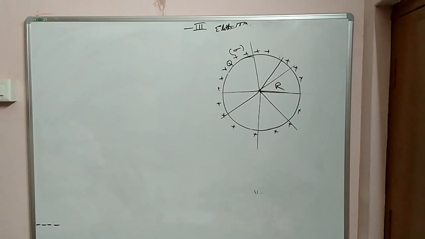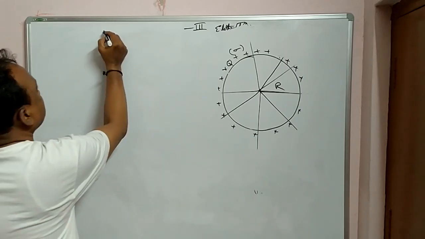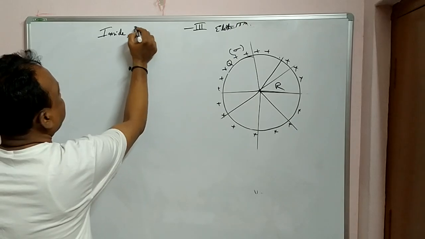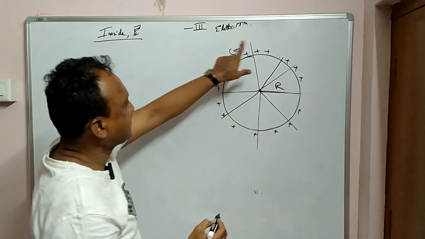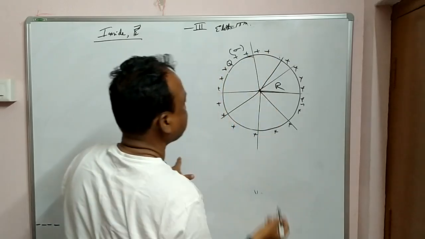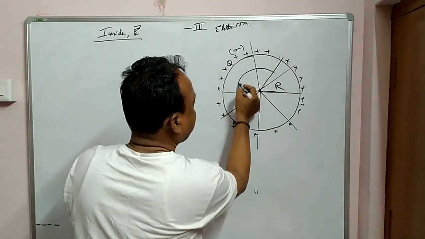Let us see what happens now for inside. Inside, we will try to calculate the electric field. So the charge is spread outside, plus Q. Of course, sigma is the charge density. Now suppose you take inside.